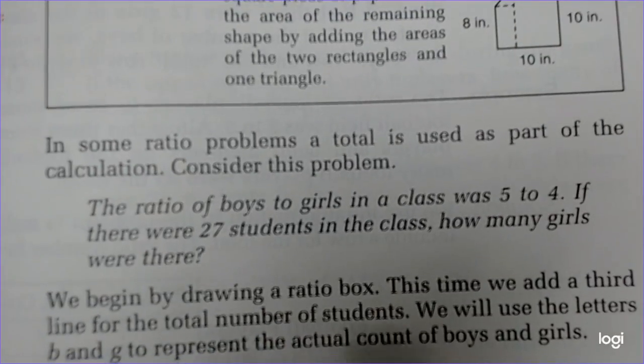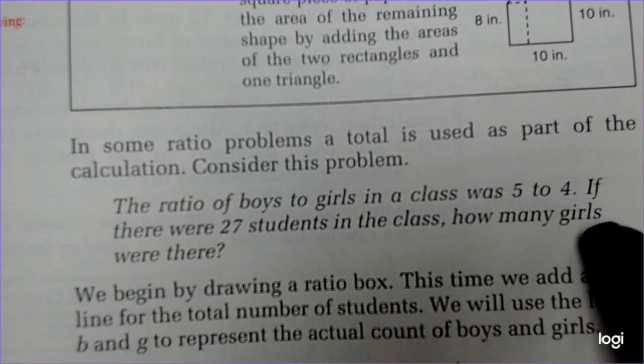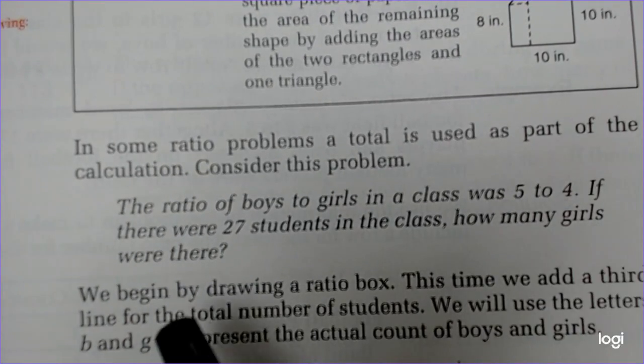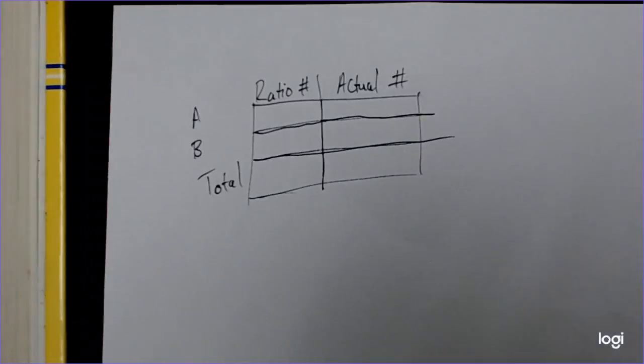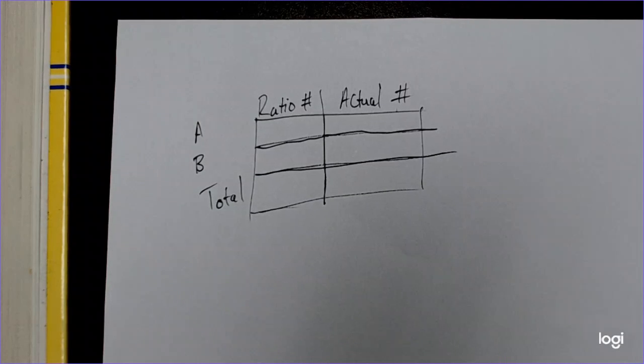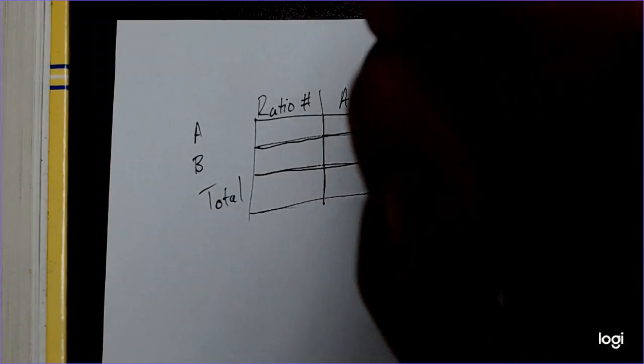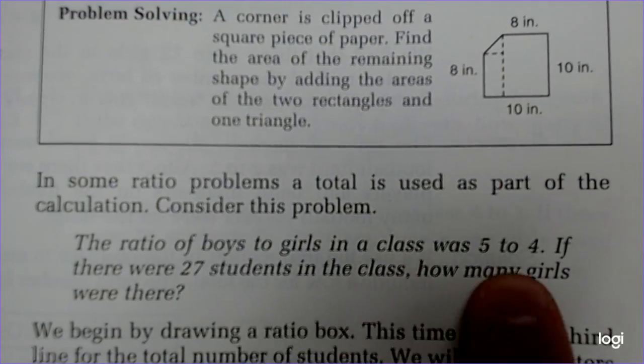They tell me the ratio of boys to girls in the class was 5:4. If there were 27 students in the class, how many girls were there? Right? So our goal is I want to fill in this chart for the missing number that they're looking for. Okay? So the ratio, they tell me, of boys to girls was 5:4.